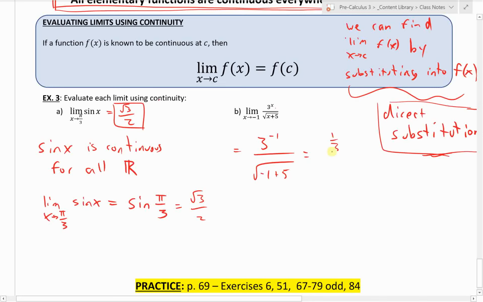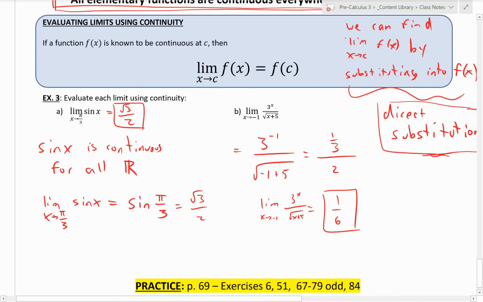3 to the -1 is 1/3. Over -1 plus 5 is 4. The square root of 4 is 2. So we have 1/3 divided by 2, which is 1/6. So we know that the limit as x approaches -1 of 3 to the x over the square root of x plus 5 is 1/6.